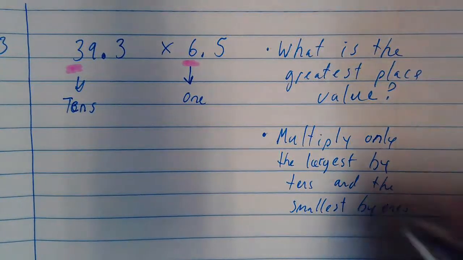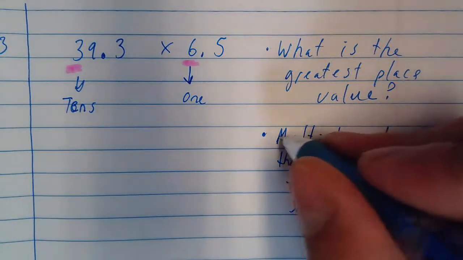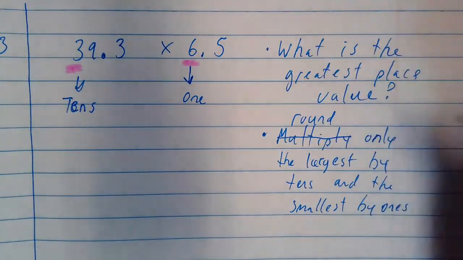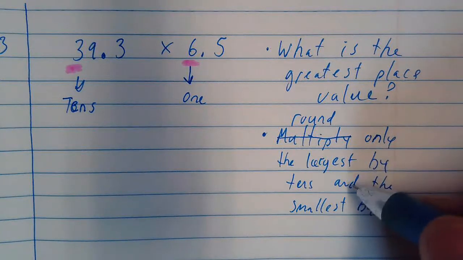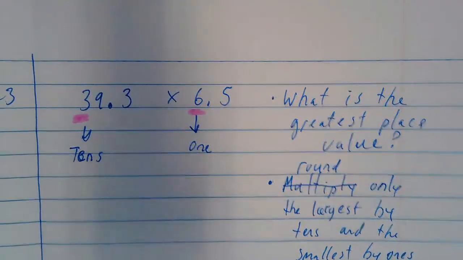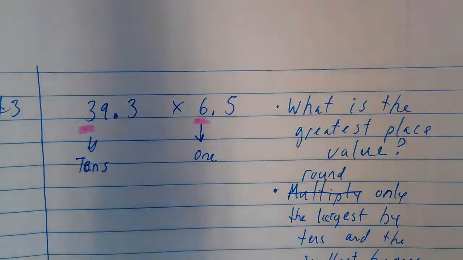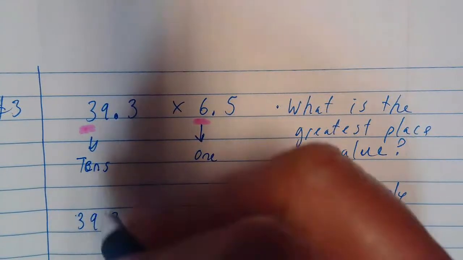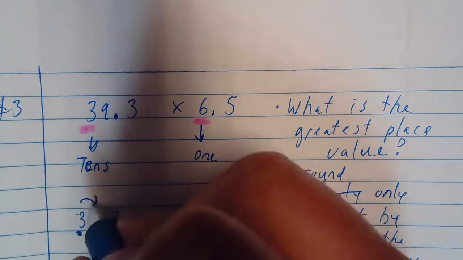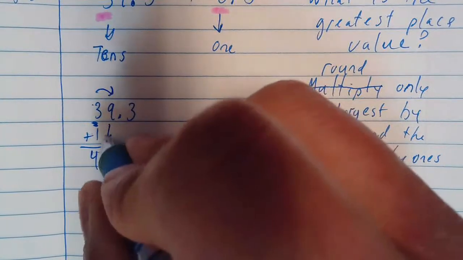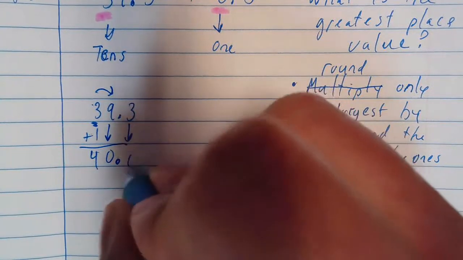So, I'm going to fix my mistake. I don't like that. I'm thinking ahead. Round only the largest by tens and the smallest by one. Okay? Now, in a moment, I'll tell you why. Okay. So 39.3. I look to the right. I add 1. It becomes 4. And this becomes 0. Decimal point. This becomes 0.